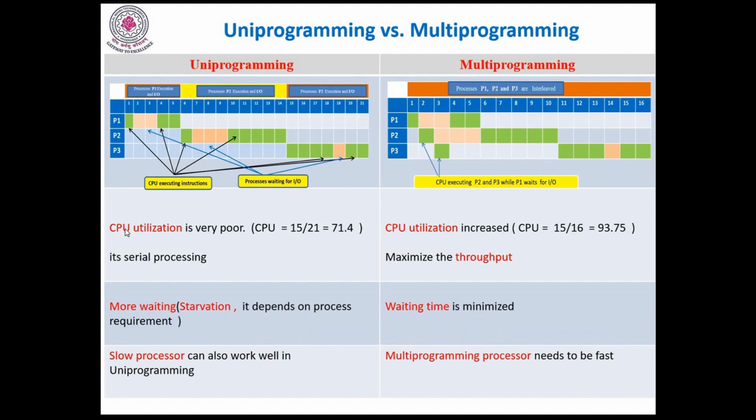In uniprogramming, when the user area allows only one process, it requires only a slow processor. Why? Because only one process is available in the user area, so even a slow processor can work well. Whereas in the multi-programming, the processor needs to be fast. Why is a faster processor required? Because in the user area more than one program is available. When I want to execute all these processes simultaneously, I require a high-speed processor.